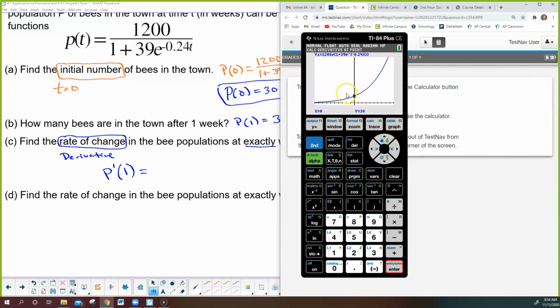And then this is the weird part. It doesn't tell me what I need to do. So what I need to do is, because I want to find the rate of change at 1, I'm going to type in 1. So this is going to say, oh, you want the derivative at 1. Notice up here it says calc derivative at point. So calculate the derivative at 1, hit enter, and there it is.